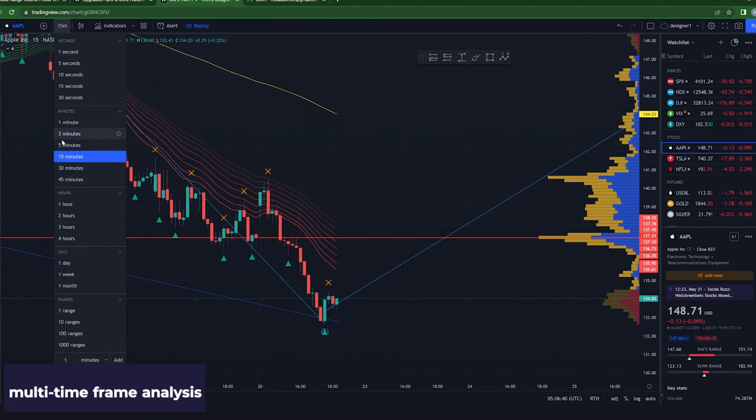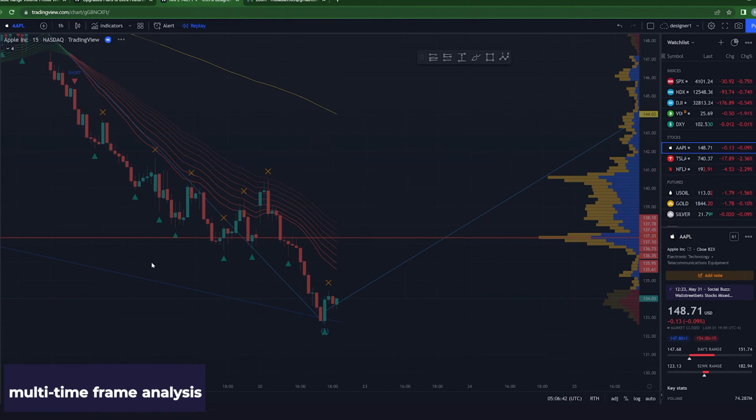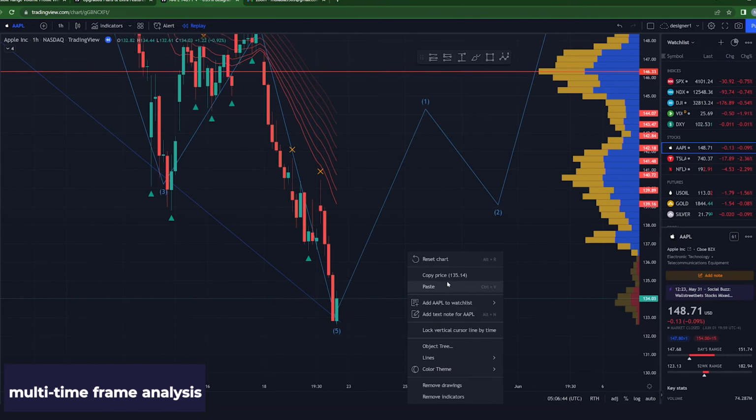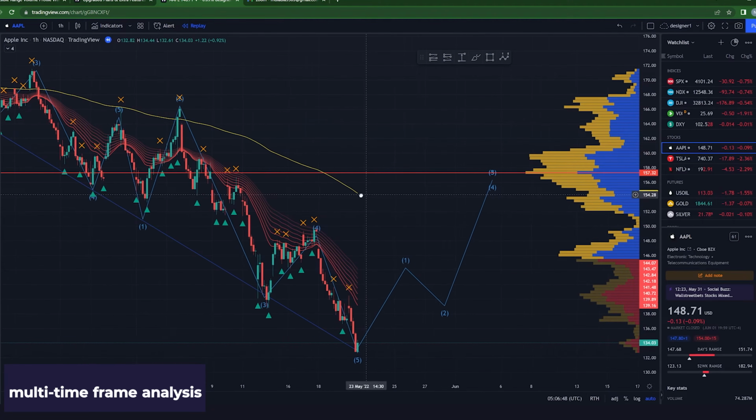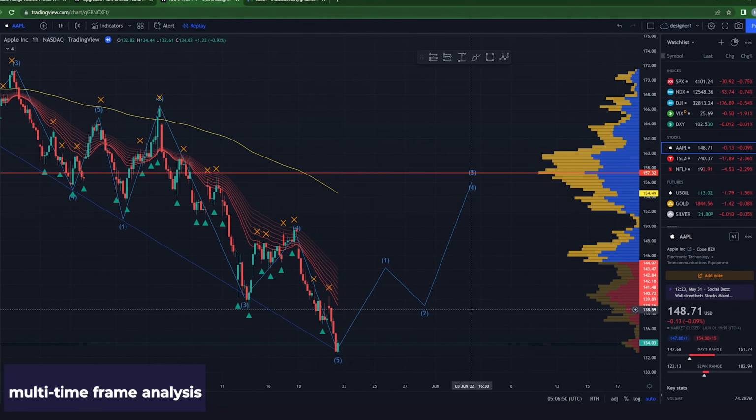Now let's move back to the 1 hour time frame, because that's what we're using here for this example. I'm going to go ahead and reset this and come back here. So now we know that this trade is actually valid.